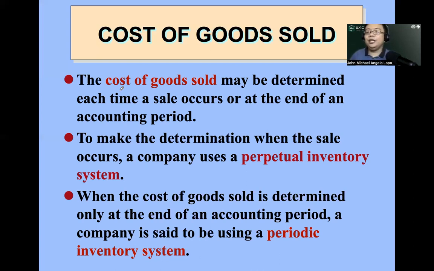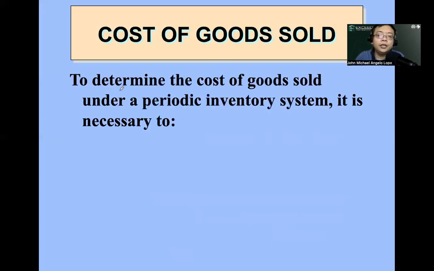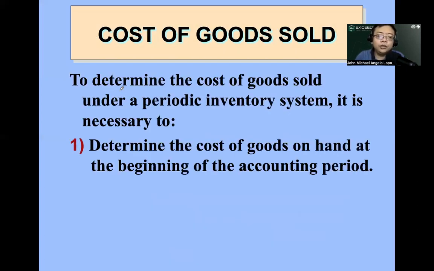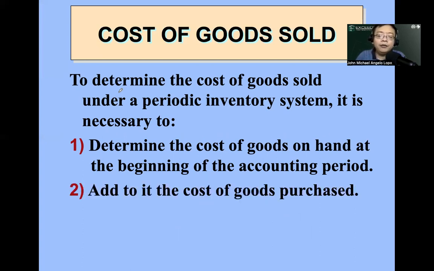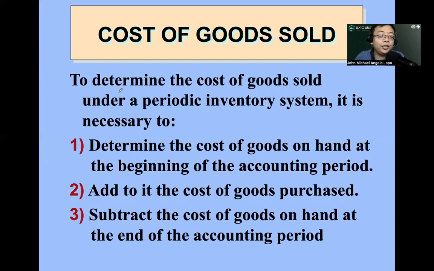Okay? So hopefully, nakikita niyo na ang kaibahan nila in terms of perpetual and periodic inventory system. To determine the cost of goods sold, paano yun, class? It is necessary to determine the cost of goods on hand at the beginning of the accounting period. Dapat alam mo kung magkano ang goods on hand mo, magkano yung beginning mo. Number 2, you add the cost of your purchase. After that, it is now what you call total goods available for sale.